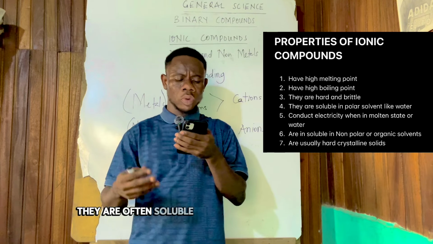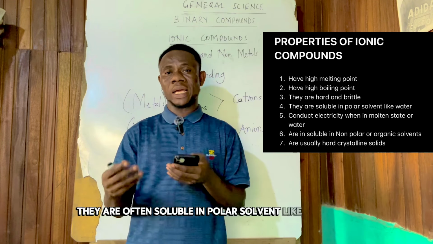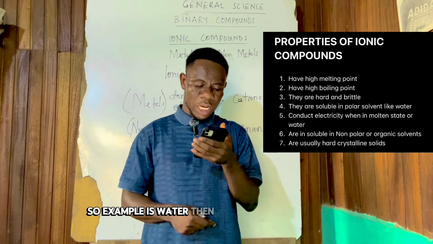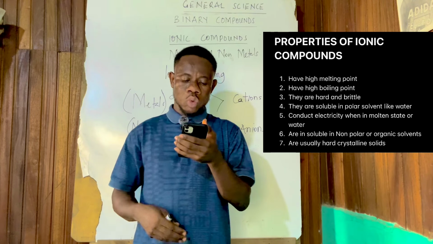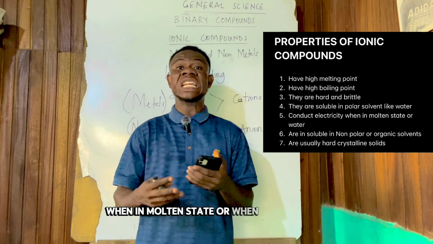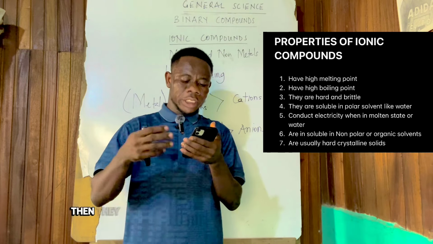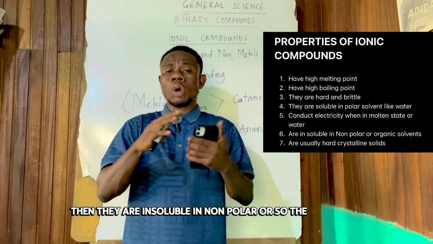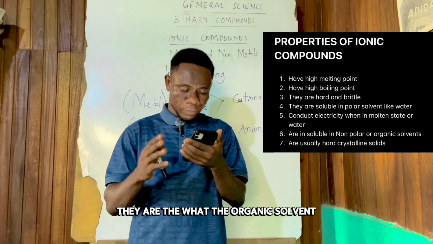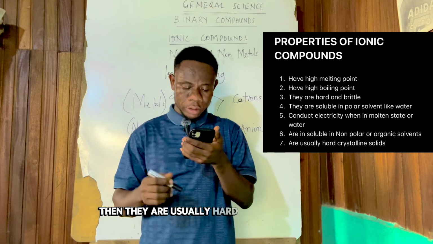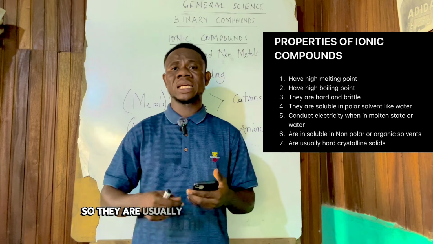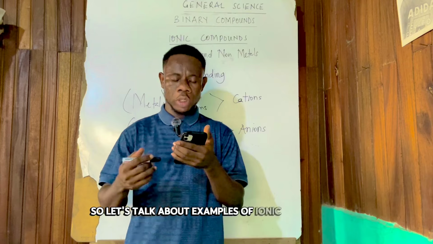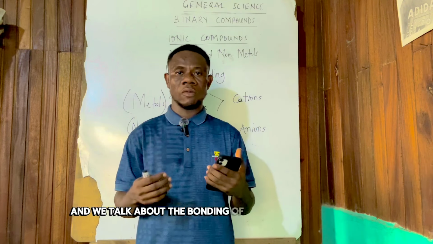They are often soluble in polar solvents. When we talk about polar solvents, we are talking about water. Then they conduct electricity when in molten state or when in solution. Then they are insoluble in non-polar solvents, which are the organic solvents. Then they are usually hard crystalline solids. So let's talk about examples of ionic compounds, and then the bonding of these ionic compounds.